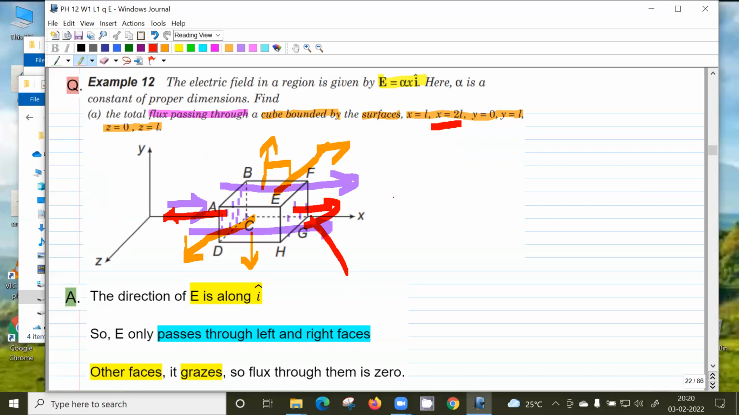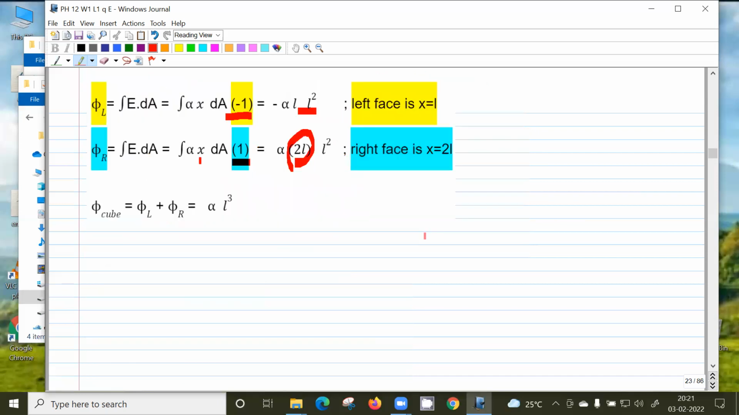Is it clear? So the total flux coming out of this cube is the flux coming out of all the surfaces. The remaining four surfaces are 0, so I just have to add these two faces only to get the total flux. Done?